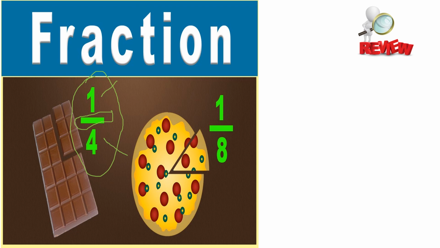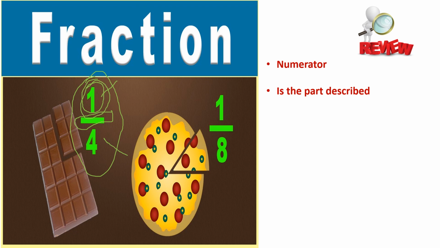So what was the name of this number 1? What was the name of the number above the fraction bar? Excellent. It was numerator. Say after me. Numerator. Very nice. And it is the part described. Numerator is the part described.